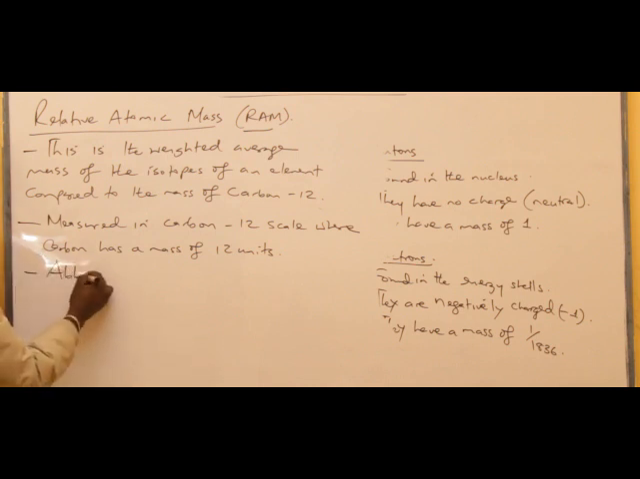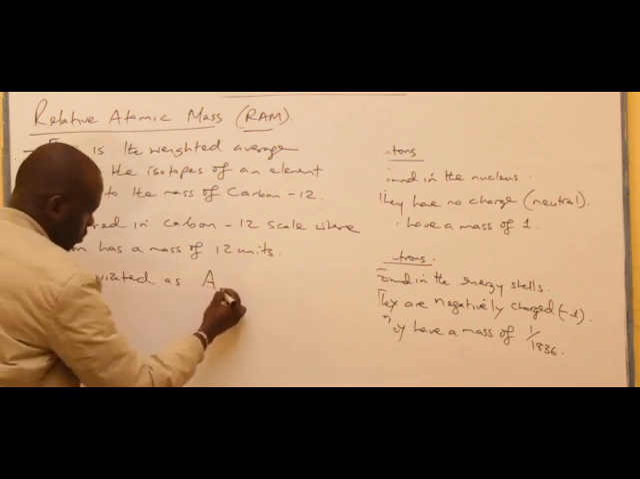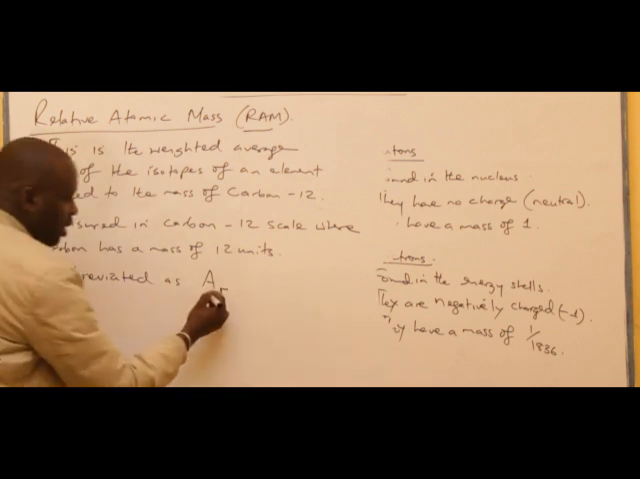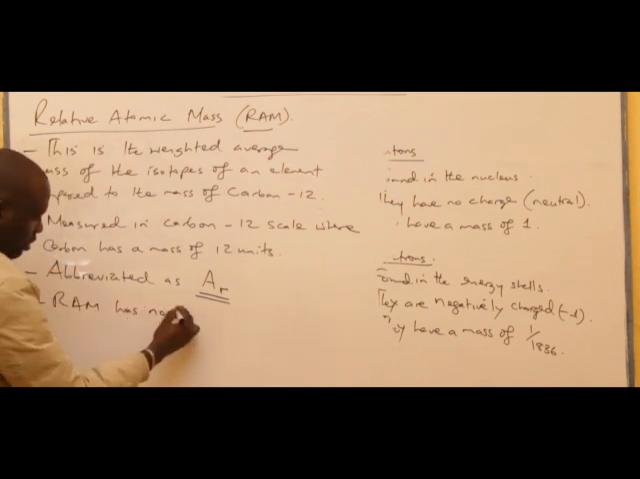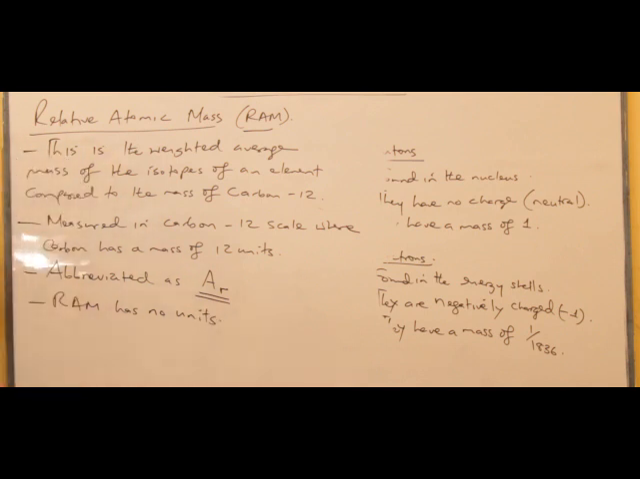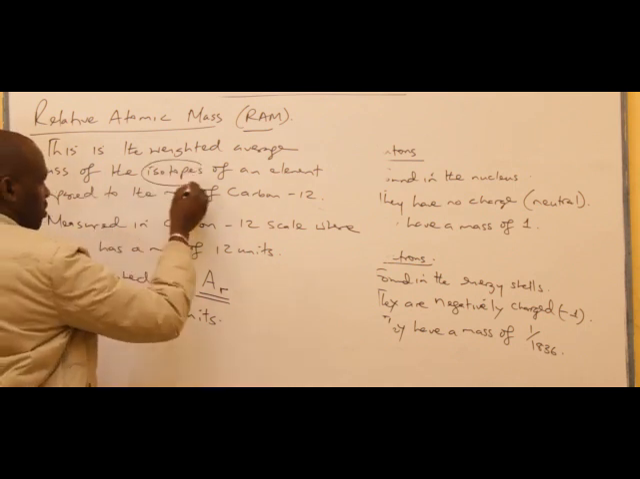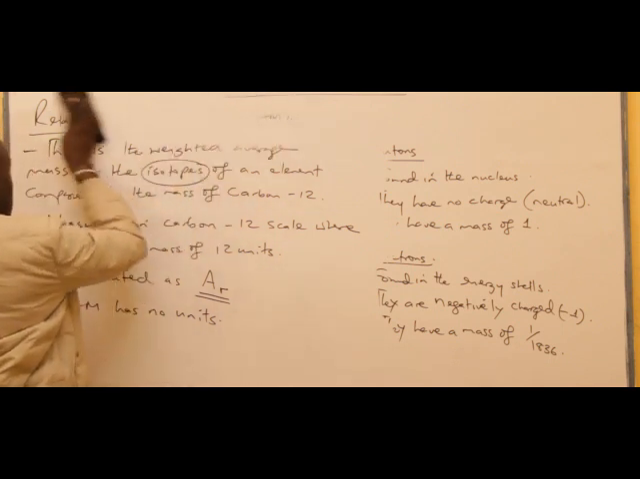It is abbreviated as AR, A with the subscript R. That is the abbreviation of the relative atomic mass. And relative atomic mass has no units. It is a ratio, so it has got no units. That brings us to something before we calculate the relative atomic masses. We have said that the relative atomic mass is the weighted average mass of the isotopes of an element. So we have to define the word isotopes for us to understand better what relative atomic mass is.